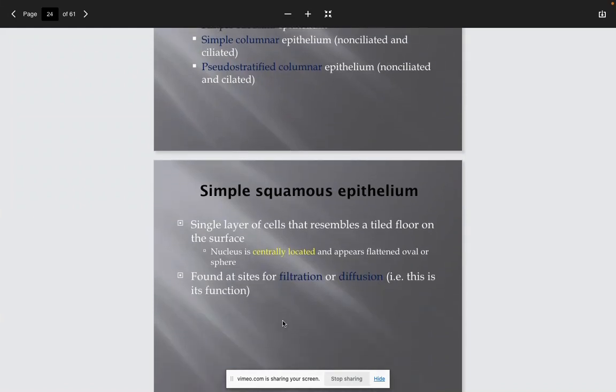So simple squamous. The nucleus is centrally located and appears flattened. And we know that they're squamous, so this is the flattened or oval-shaped appearance. And they're simple, so there's a single layer. It's important to know that these are going to be responsible for filtration or diffusion.